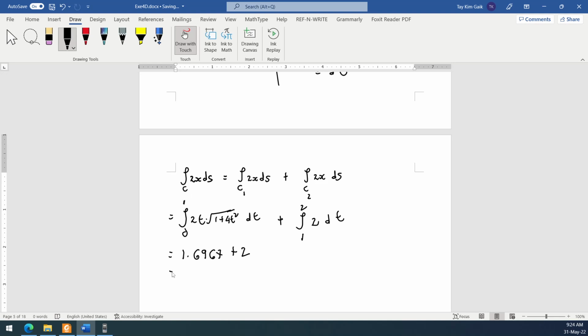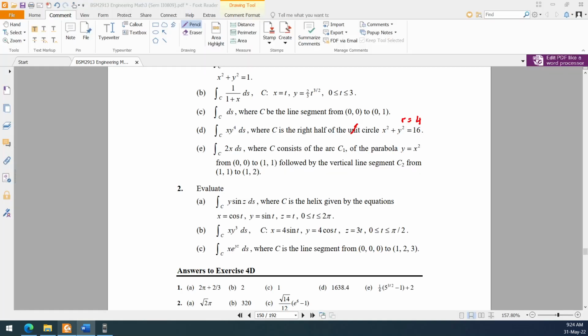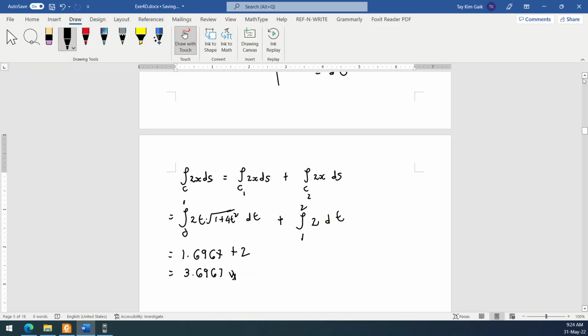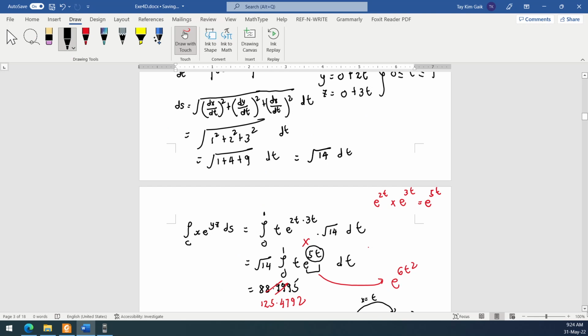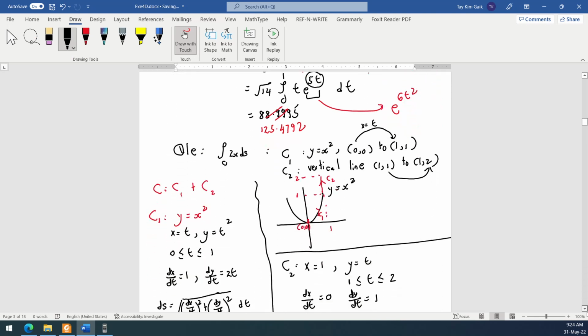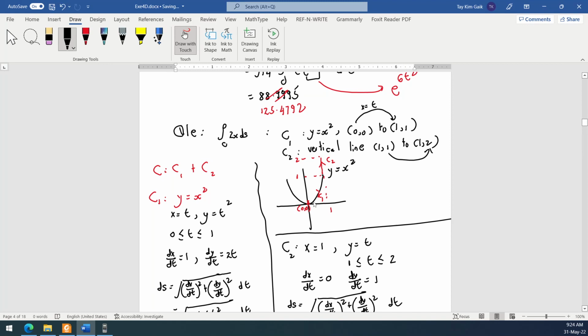So you add up everything, the total is 3.6967. So this is question 1e, where the curve C consists of C1 and C2. C1 is along the curve y equal to x squared from (0, 0) to (1, 1). So for y equal to x squared, let the variable at the right-hand side be t.